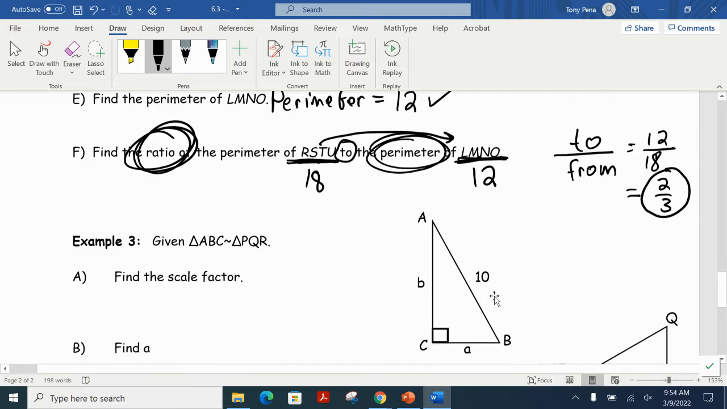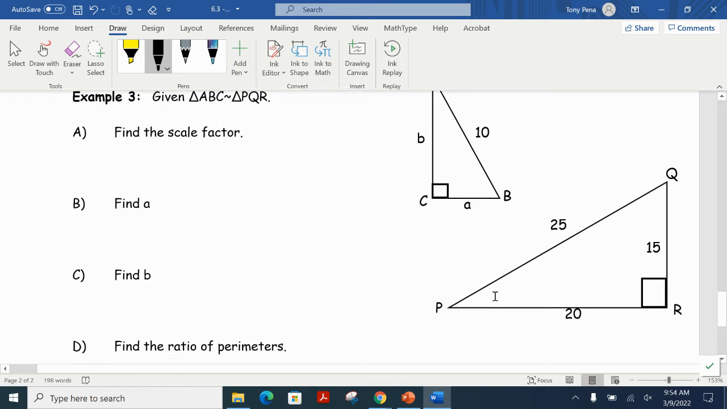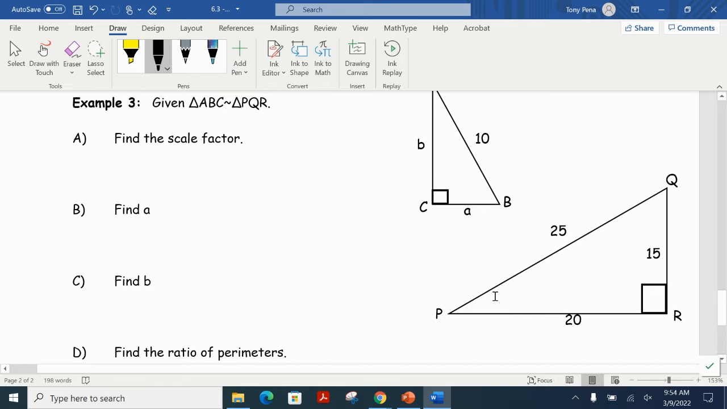All right. So the last few, 3. A, do that one first. Find the scale factor. This one I'm not specific, so you can't mess this up. I don't tell you which one we're going to go to and from. So either version should be okay.